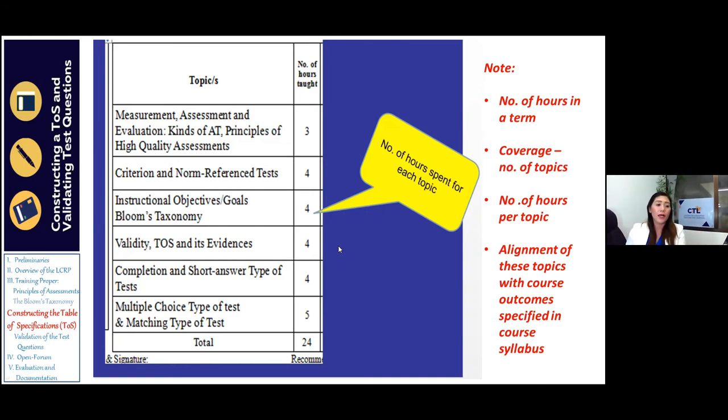A clarification from Ma'am Nova: do we have to put all COs in the course in the TOS, or only the COs covered in that period? All COs, Ma'am, because there are only 4 or 5, so it is visible. These are the course outcomes of the course.